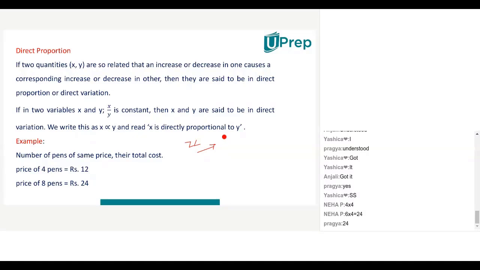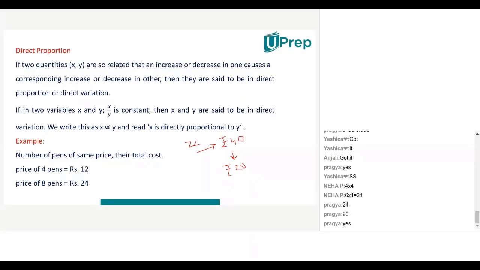So 2 chocolates is costing you 40 rupees. So what is the cost of 1 chocolate, children? 20. Right? Does everybody agree with me here? Yes, sir. That means what? If I want more chocolates, I need to pay more money. Yes or no? Yes, sir. So this is one thing.